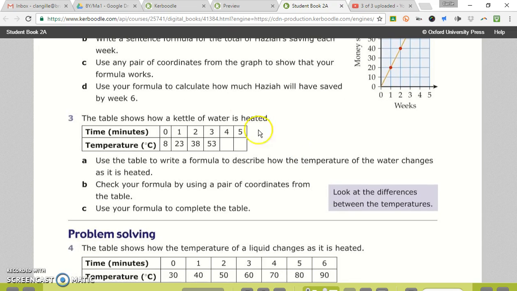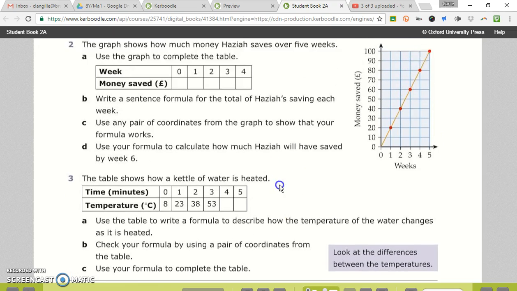Okay? And for question 3, it's giving you a table. You're going to figure out what the formula is going to be. You're going to check your formula by using a pair of coordinates from the table. So you need to, again, if you do, say 3, 8, it would be 8, what we start at, plus however many degrees we go up for each minute, okay? And then you're going to use your formula to complete the table for 4 and 5, okay? And that's all you need to do for this.